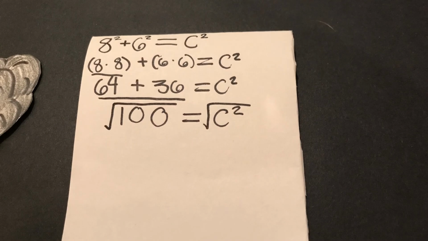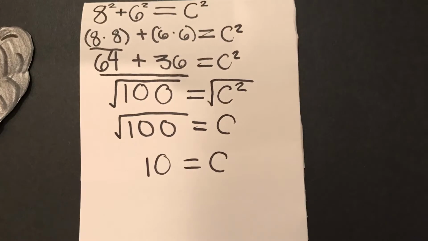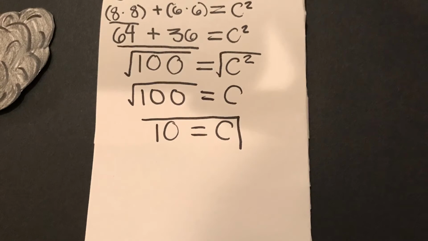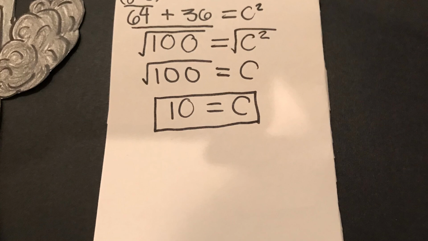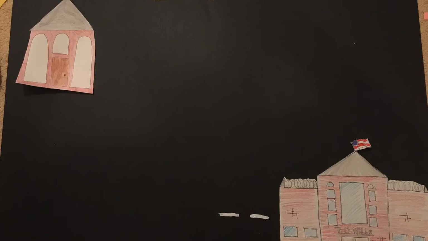Now let's isolate the variable. The square root of c squared is c, and the square root of 100 is 10. Therefore, the hypotenuse equals 10. Let's try another word problem. John leaves school to go home. He walks 8 blocks west and 5 blocks north. How far is John from the school?